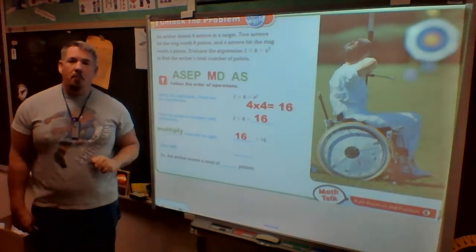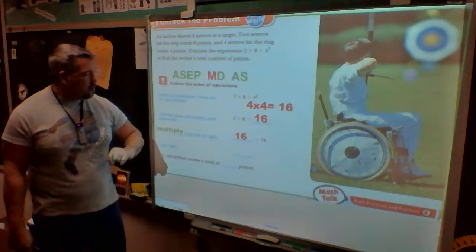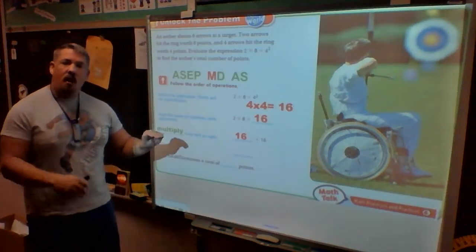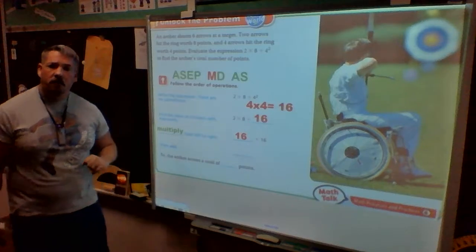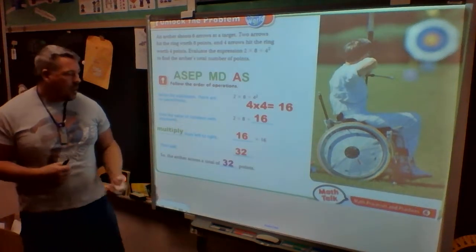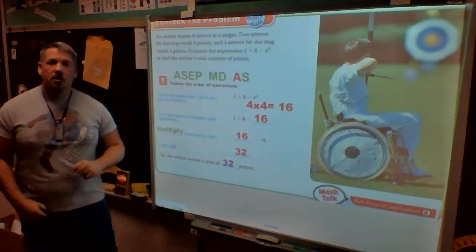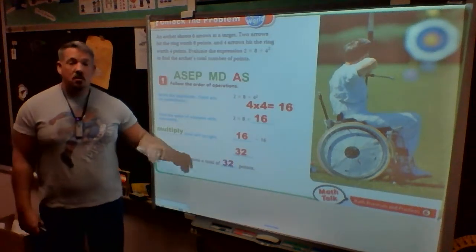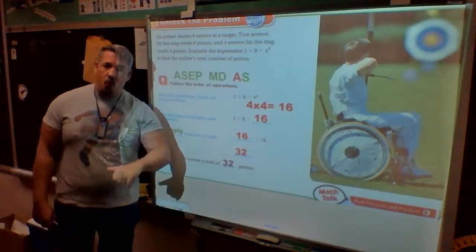So I drop a step down. I've solved for 2 times 8. It is 16, so now I'm left with 16 plus 16. I go to my last step of my order of operations, which is addition. 16 plus 16 is 32. So we know the archer scores a total of 32 points.